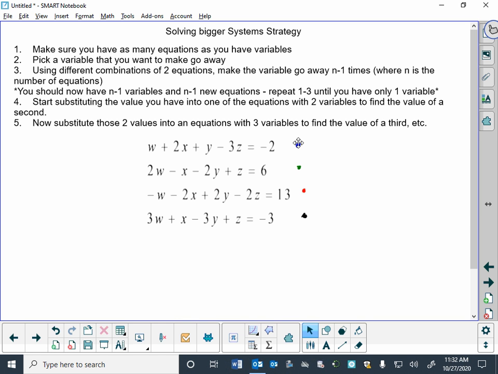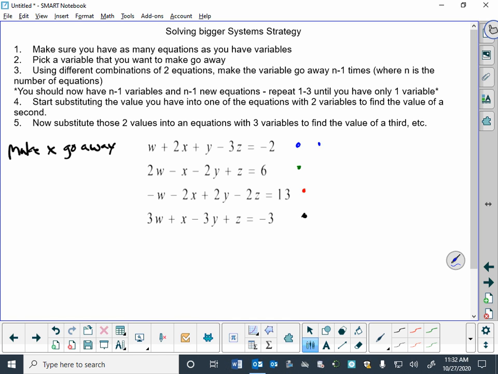It doesn't really matter what variable I want to make go away. If I look at my x's here, however, they're all 2's and 1's that are coefficients of those. So I am going to mark x as the thing that I'm going to make go away first. And I'm going to have to make it go away 3 times, and I have to do that by using different combinations of equations. One of the easy combinations is I could take the blue and the red equation.